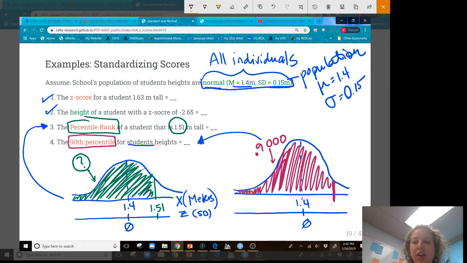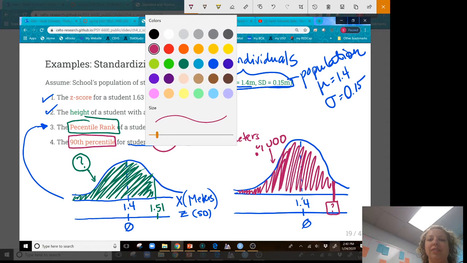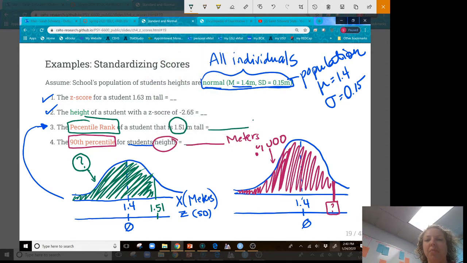So we want to know the meters tall. This first answer up here is going to be a percentile rank, so it's going to be a percent for the answer. And the second one down here, our answer is going to be something in meters. Because it says the 90th percentile for students' heights, so it's going to be a height, whereas this first one is going to be a percentile.